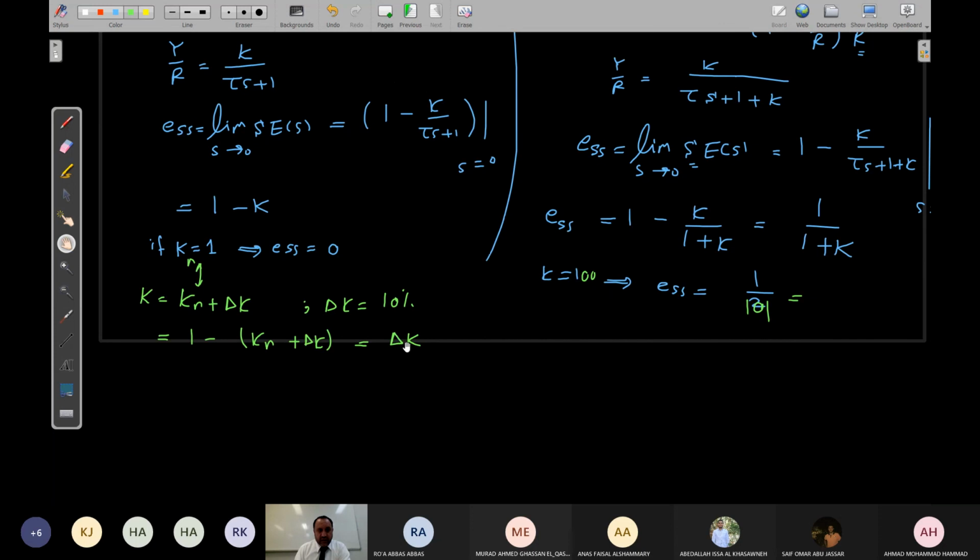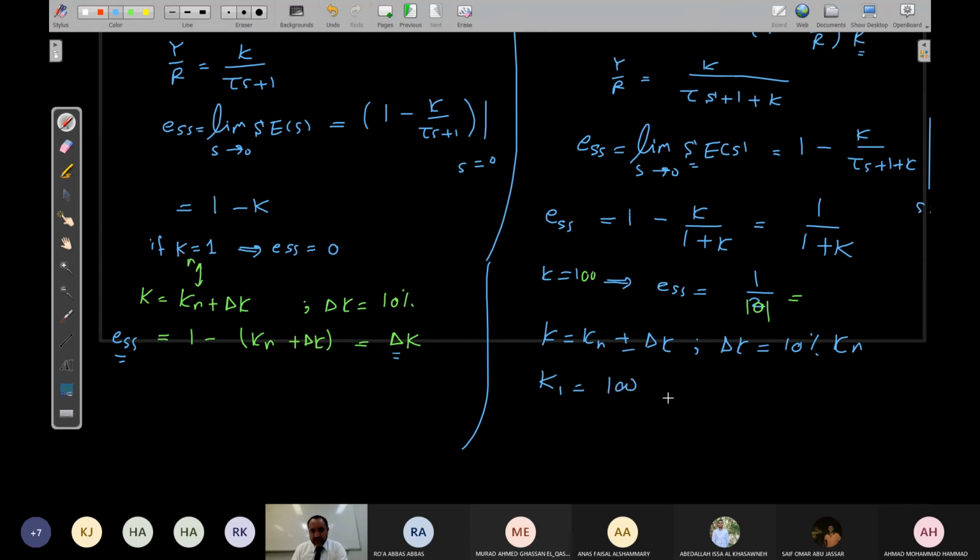So any variation on K appears directly in E steady state. Any variation on K, I can see it in E steady state. Now let's see what will happen if I change K by 10%, either plus or minus. Let's take the two cases. Let's assume K equals Kn plus or minus delta K, and delta K equals 10% of Kn. So I have two choices. The first one is K1 equals 100 minus 10, which is 90, or K2, which equals 100 plus 10, which equals 110.